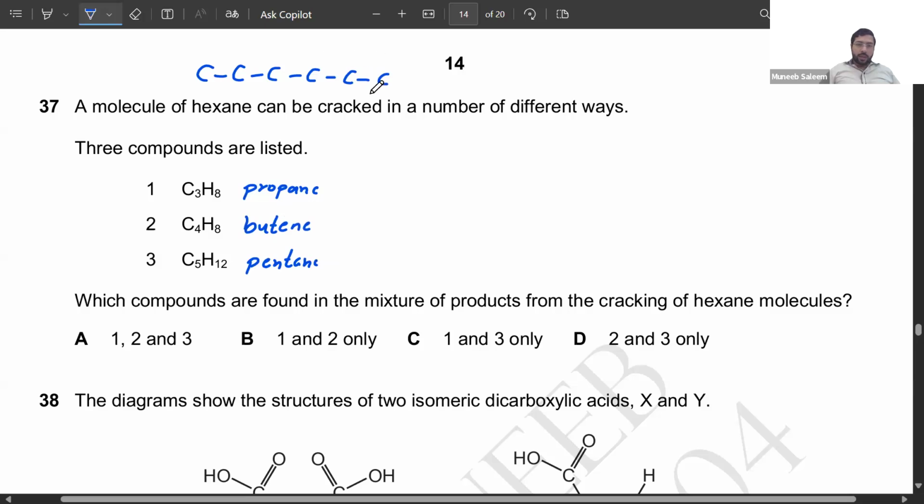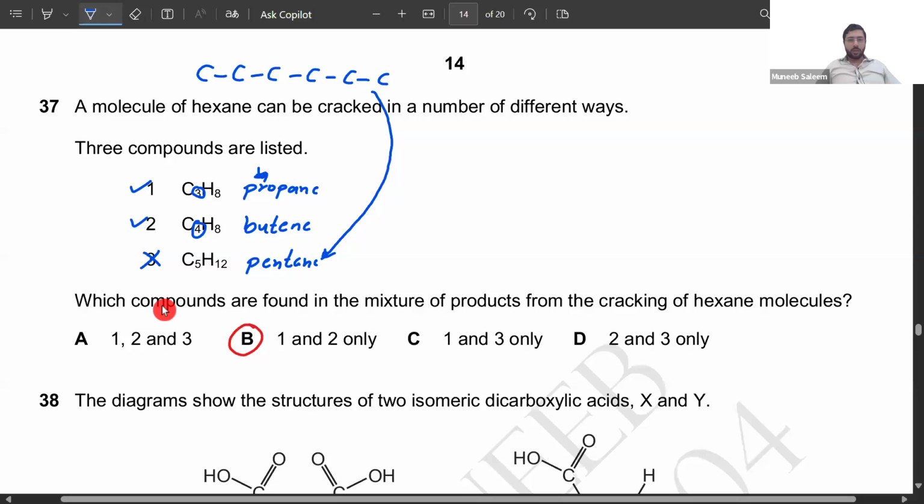Now, if it is hexane, then hexane conversion to pentane is of no use. It's just 1 carbon less. So 1 carbon less has no such significance in case of cracking. So that means it should not be a product in case of cracking, but 1 and 2 should be the products, because these are 3 carbon atom chains and 4 carbon atom chains. So these are different as compared to C6 in hexane. So option B is considered to be the correct option. Option B.